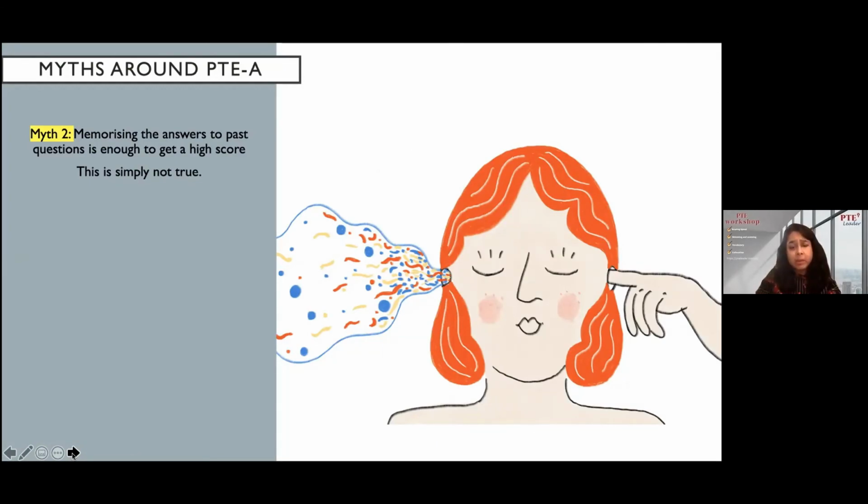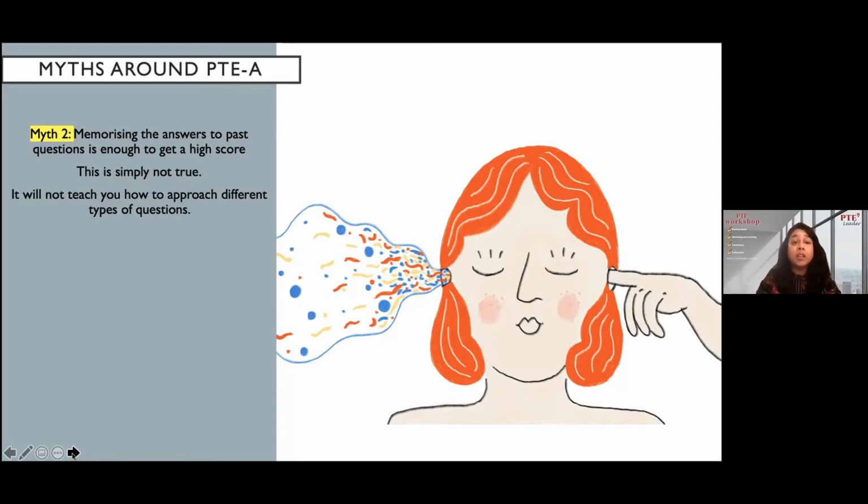In PTE, sometimes they repeat some questions, but that's not even 50% of the whole test. Just roughly maybe 3-4 questions can be repeated. So just for 3-4 questions, obviously you are not going to take the risk of not practicing enough, right? So this is not true. It will not teach you how to approach different types of questions.